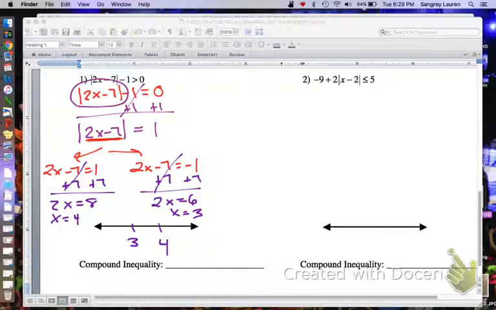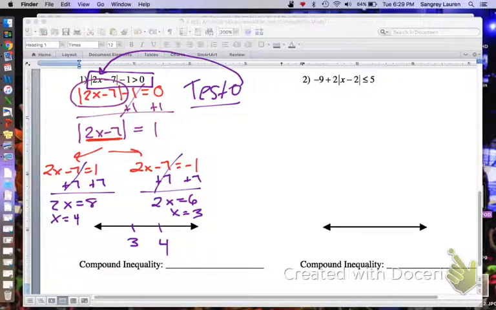So they go on the number line. Now, we need to test 0. So that means it goes back into the original problem. So we have 2 times 0 minus 7, that is all in the absolute value, minus 1. And we have to figure out if that's bigger than 0.